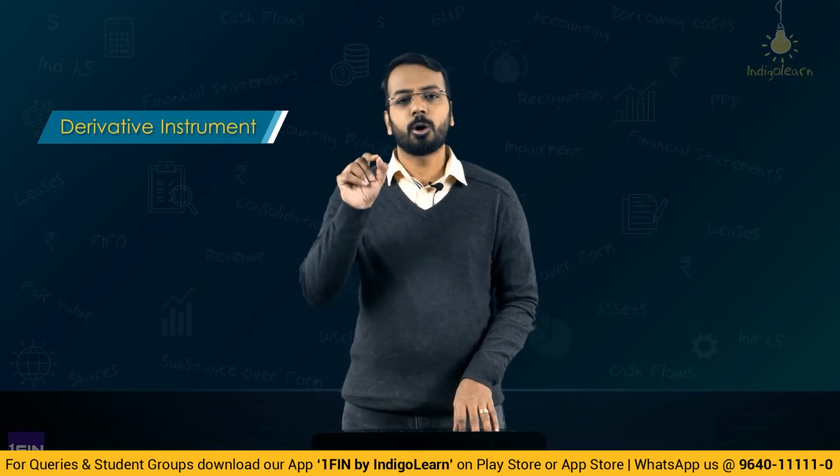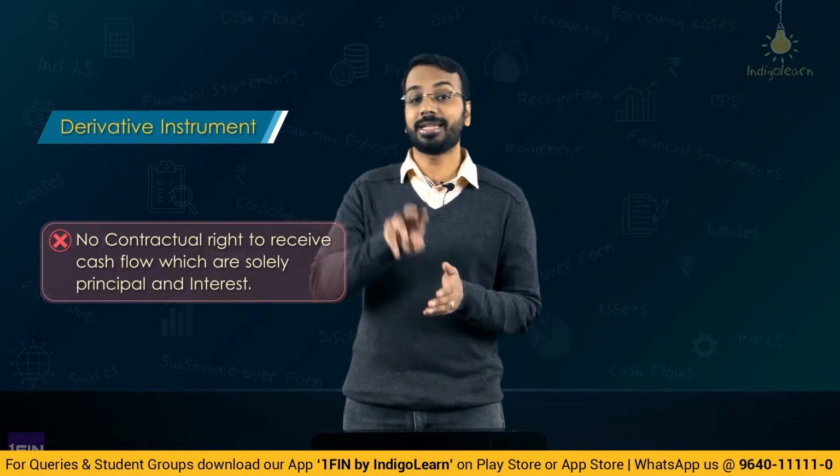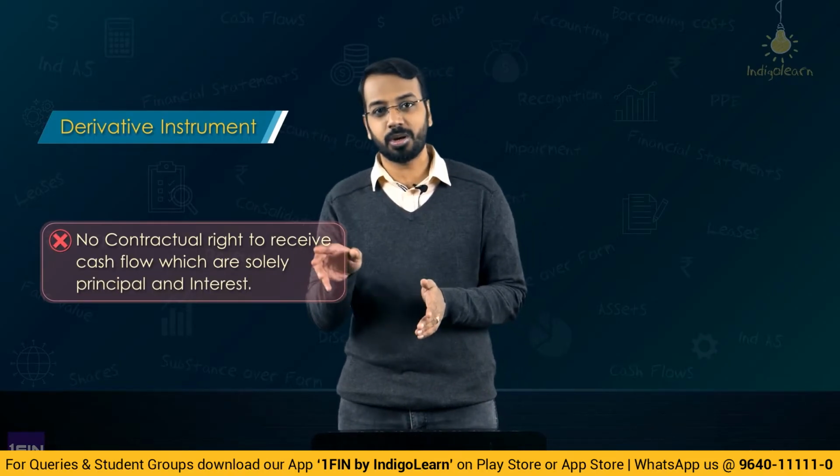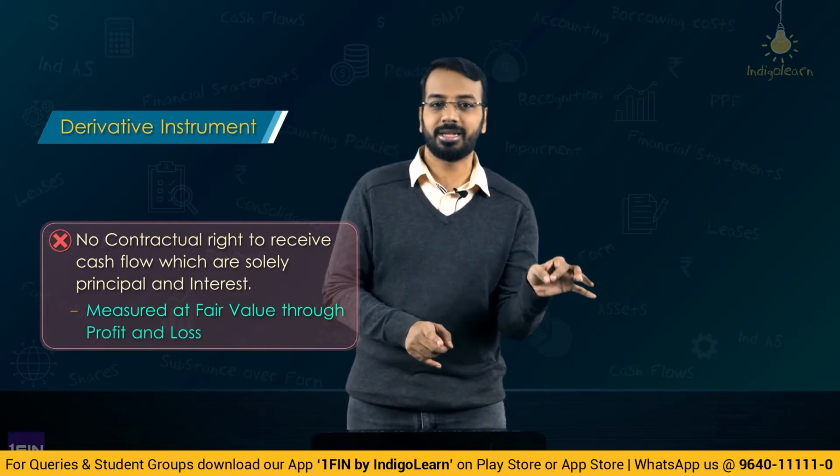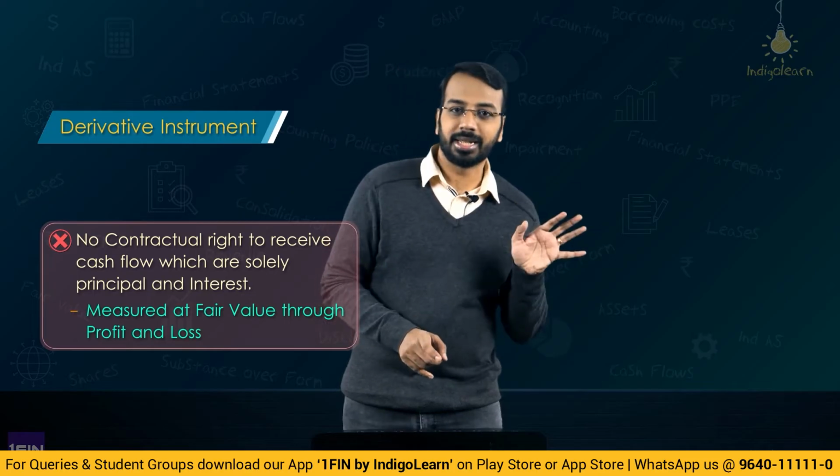Similarly, say for example, derivative instruments. Now, under derivative instruments, will an entity have a contractual right to receive cash flows which are solely principal and interest? They will not have that right, correct? So that cannot be measured at amortized cost, that cannot be measured at fair value through other comprehensive income. So you will put derivative instruments also under the third category, that is fair value through P&L, right?